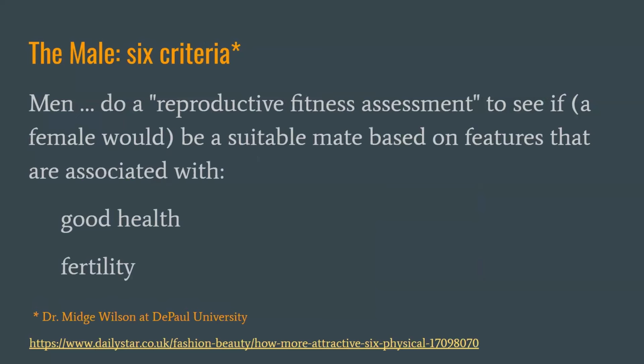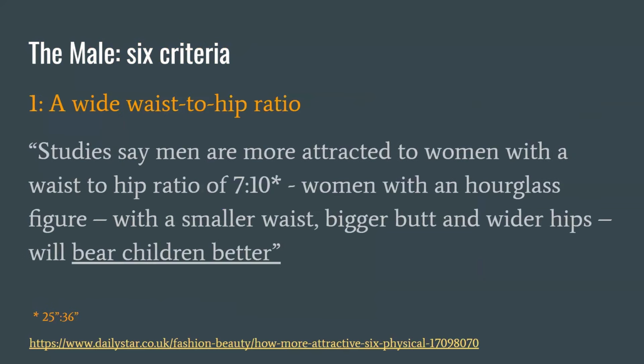Now, according to Dr. Midge Wilson, based on some studies she did, there are six criteria for selecting in the case of men, and they all relate to good health and fertility. Number one is a wide waist to hip ratio, because a bigger butt, a smaller waist, wider hips are indicators that she'll be able to bear children better, right? There won't be a restriction in the birth canal, greater success. So it kind of makes sense.